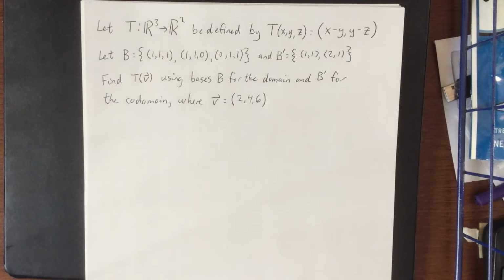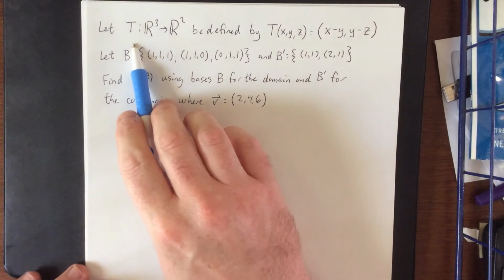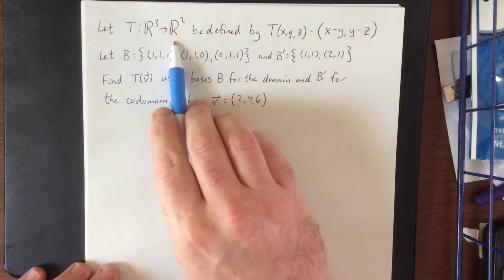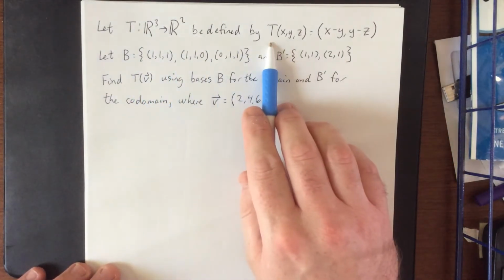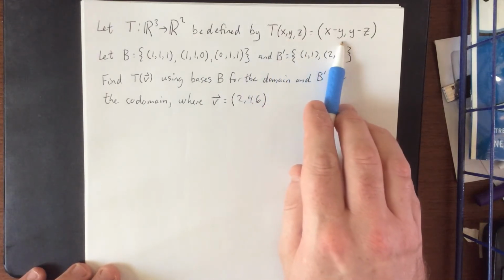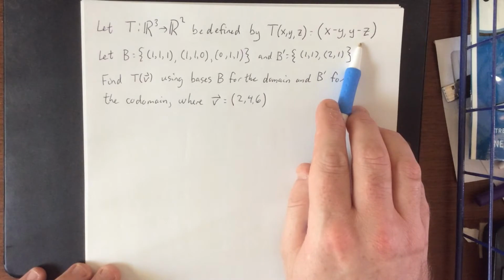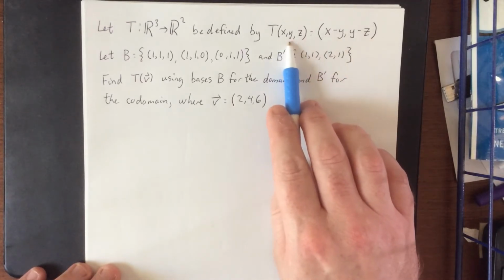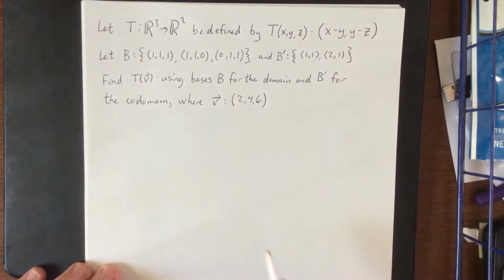In this example, we're going to be finding the matrix relative to a non-standard basis for the following linear transformation. We're going to let T be the transformation that takes us from R3 down into R2, and we're going to define that operation as T of (x, y, z) equal to (x minus y, y minus z) for the two components. So the difference of the first two components and the difference of the second two components.